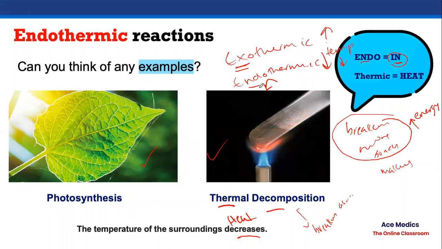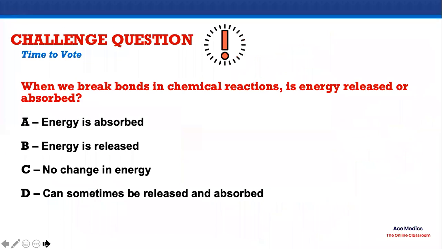So heat goes out, temperature goes up. In endothermic, you are taking in the heat, so the temperature of the surroundings will decrease. Okay, right. Let's have another poll then. So when we are breaking bonds in a chemical reaction, is the energy being released or is it being absorbed? So I'm going to relaunch this poll. What do we think?